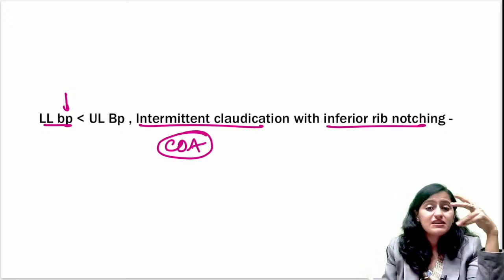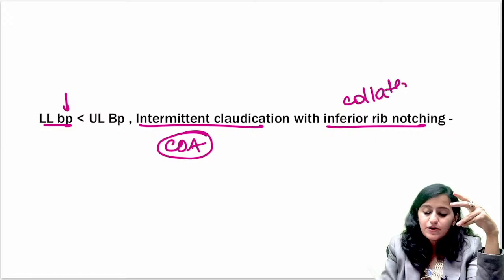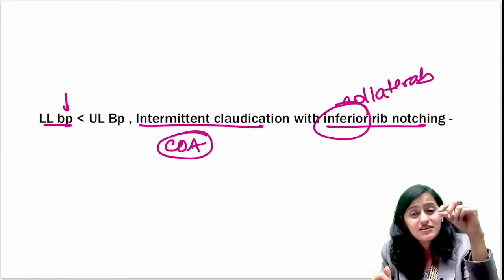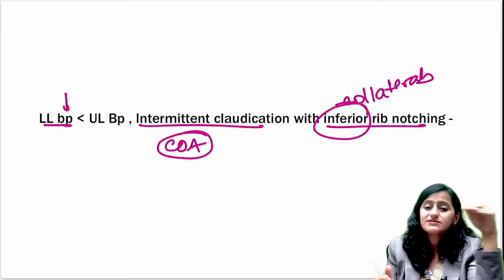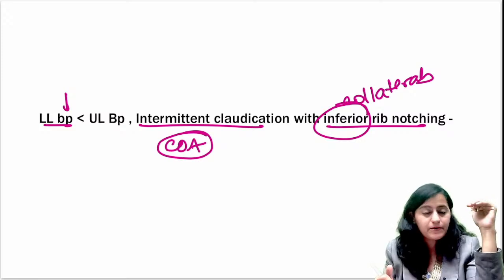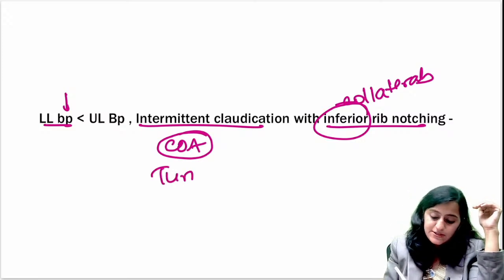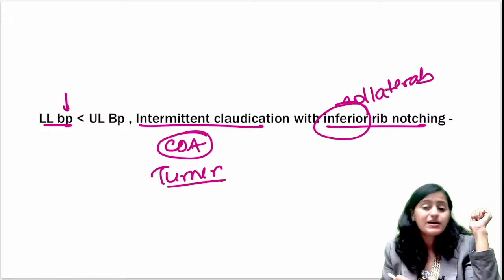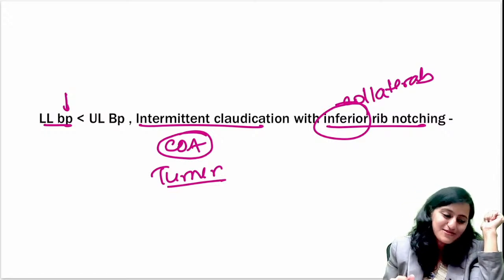There is inferior rib notching because of the collaterals. Remember, it is inferior rib notching, not superior rib notching, because vessels are along the lower border. Okay, coarctation of aorta is associated with Turner syndrome, right? It's also called Rigler's sign.